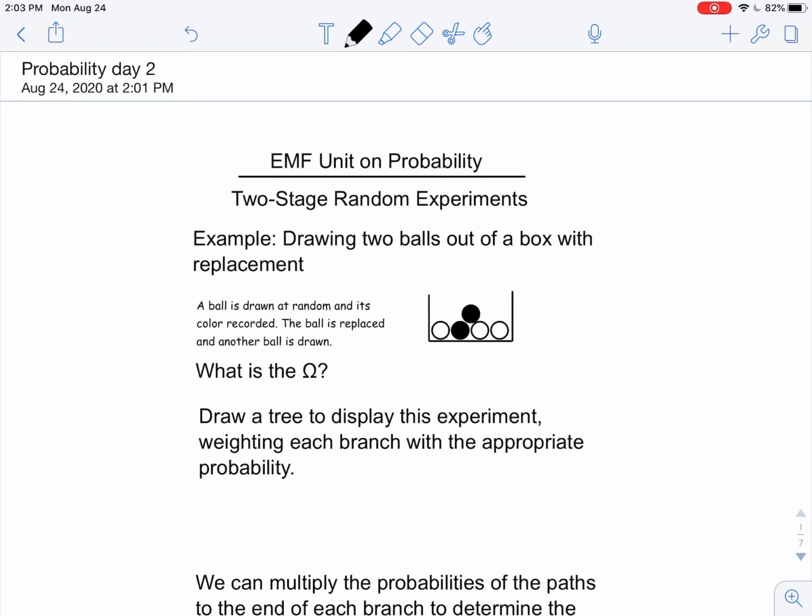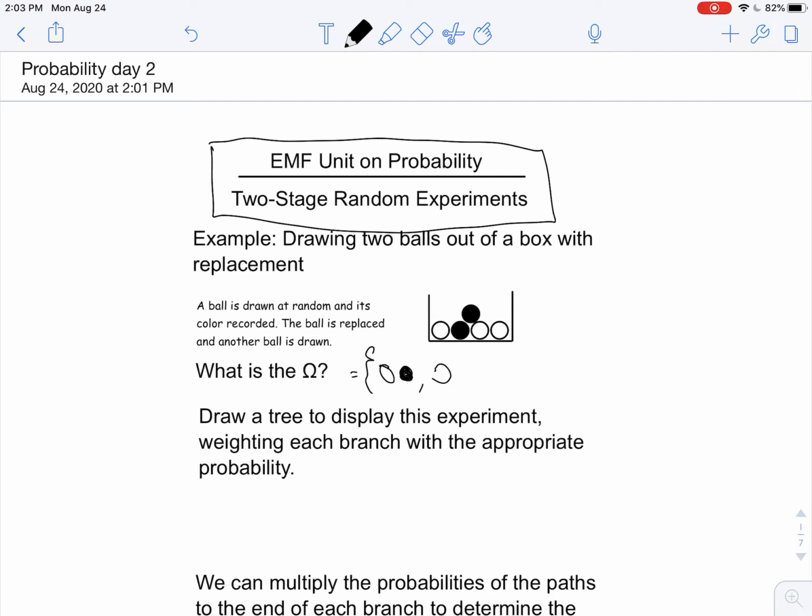So what we're going to look at with this first example is a box with balls in it. There are 3 white balls and 2 black balls, as you see, and we're going to draw 2 out of them with replacement. That is to say, maybe we draw out a white ball and we put it back in, and then we pull out a black ball. That's one possibility.